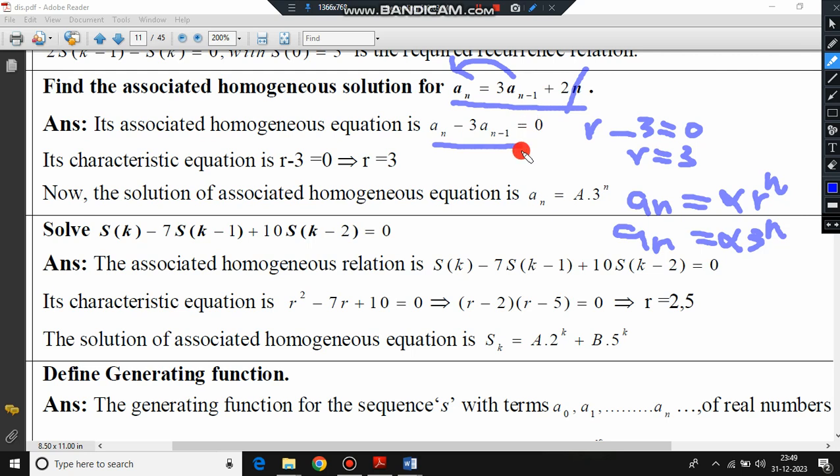In another video I will teach you how to solve the quadratic equation. Here this is a quadratic equation. How to solve this I will teach in the next video.